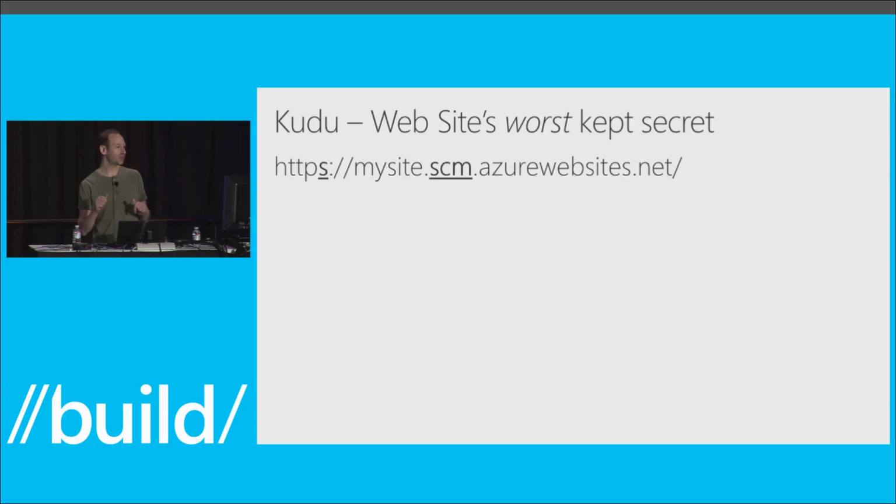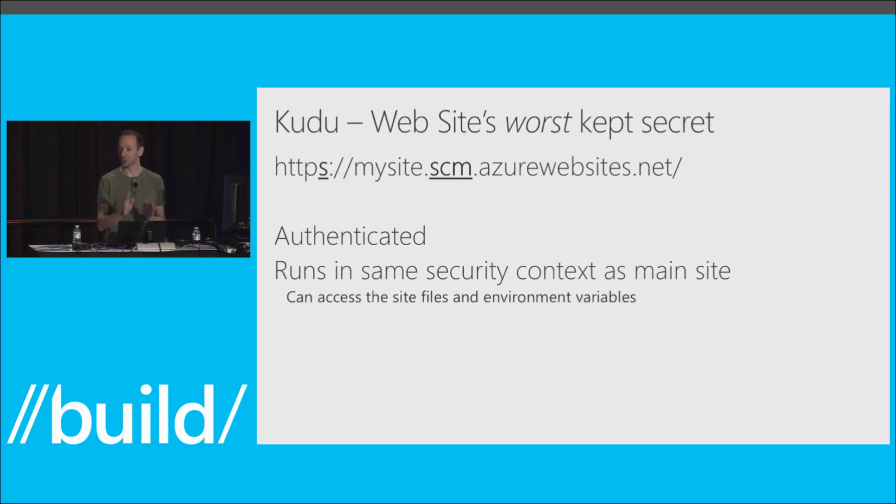First, one concept that's interesting about Azure website is that for any site that you have, you actually get a second companion site, which is more of an administrative site. And the URL is the same as that of the site, except there's this SCM token here, and it's using HTTPS. And that is the site that runs this thing called Kudu. Unlike the primary site, this one is always authenticated such that the owner of the site is the only person who can access it. And it runs in the same general sandbox as the site, which means it can access the files and the environment variables, making it a great place for admin tools.